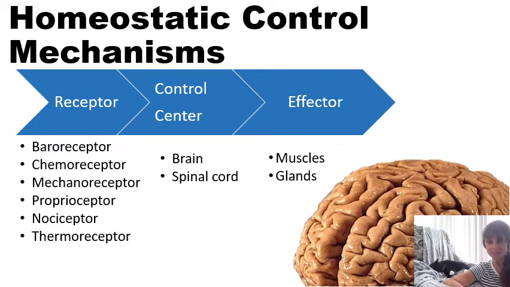From the control center, a decision is made on a response, and the brain will send messages, depending on the response that needs to be generated, to effectors, which are muscles and glands. One example would be touching something that's hot and withdrawing the hand before too much tissue damage occurs.